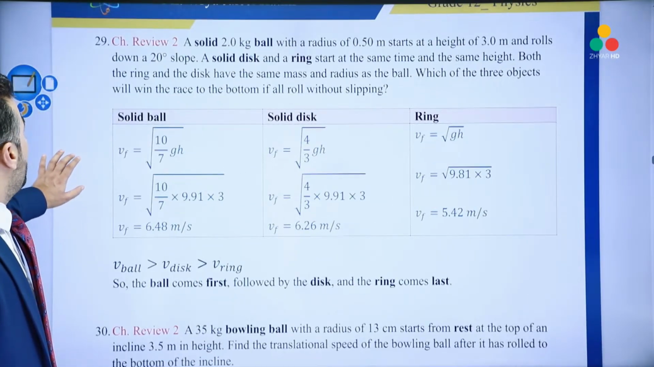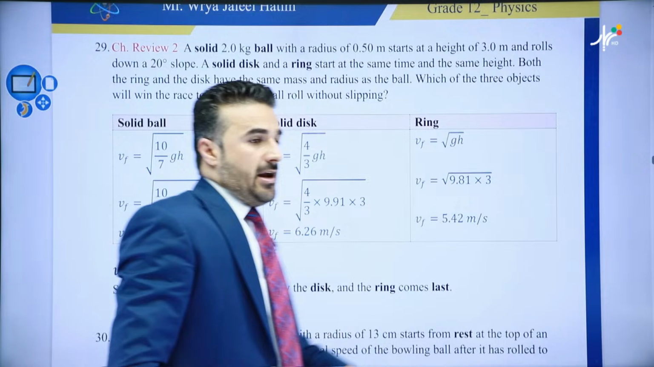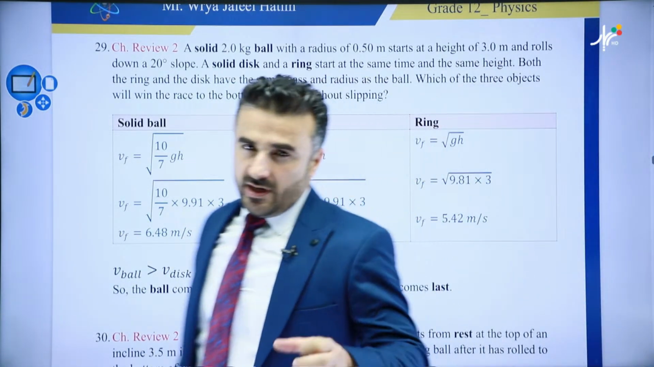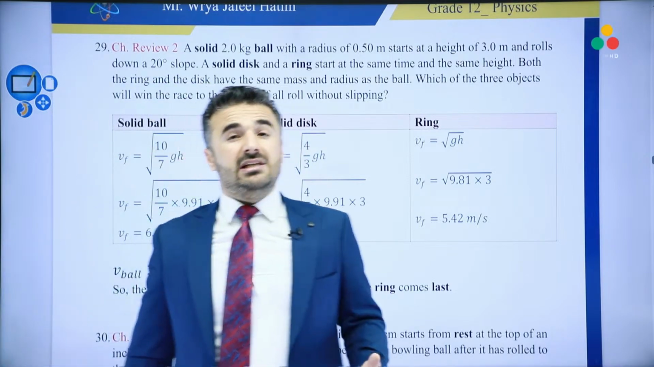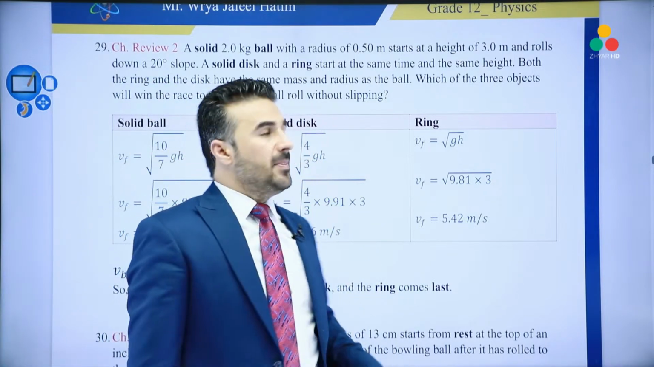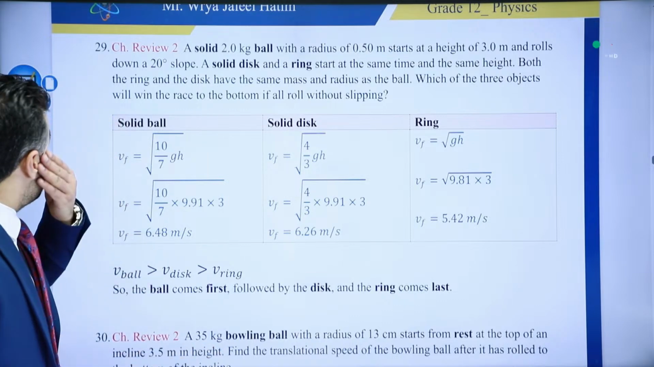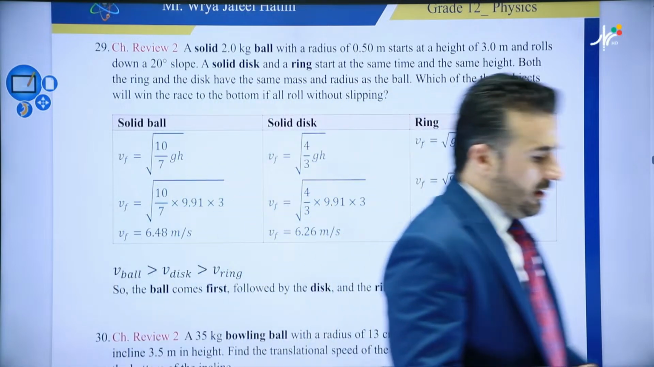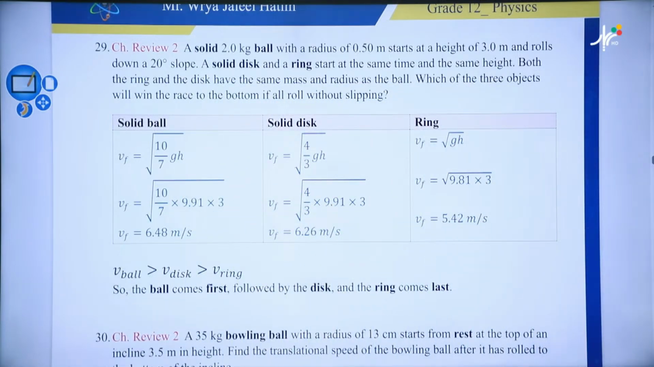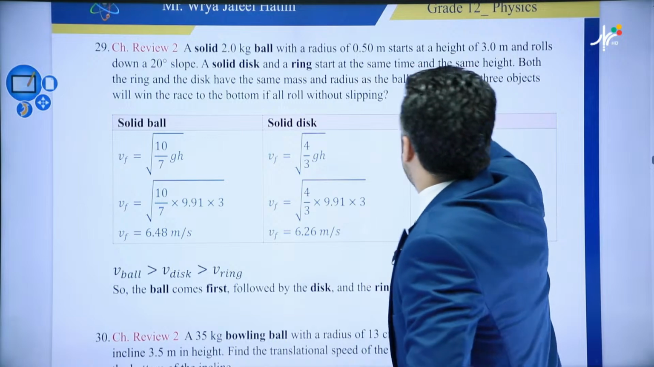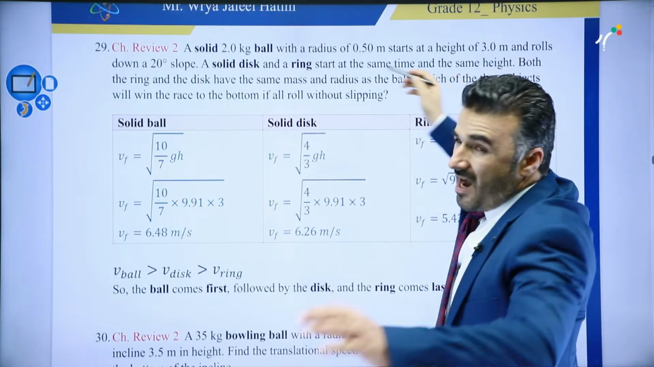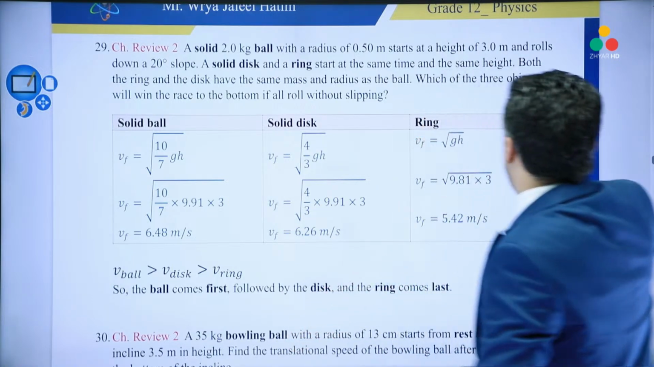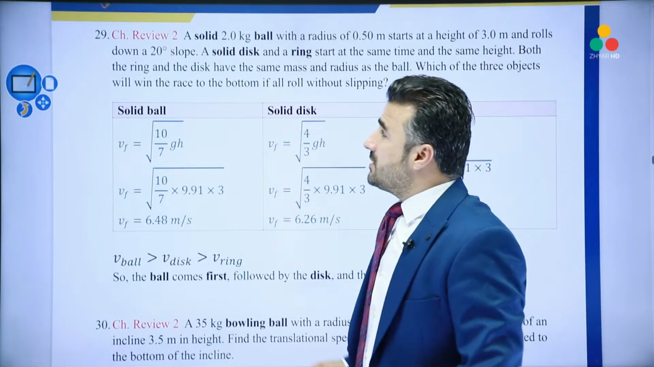Now, moving on, question 29. This question is also very important. If you remember, previously we had 3 different objects rolling down an incline at the same time, with the same radius and the same mass. A solid 2 kilogram ball, radius of 0.5 meters, starts at a height of 3 meters. So the height is given. If the height is given, that means you're safe, you don't have to do the sine thingy. And it rolls down at a 20 degree slope.